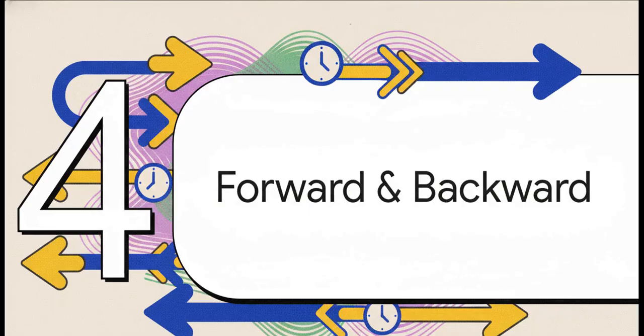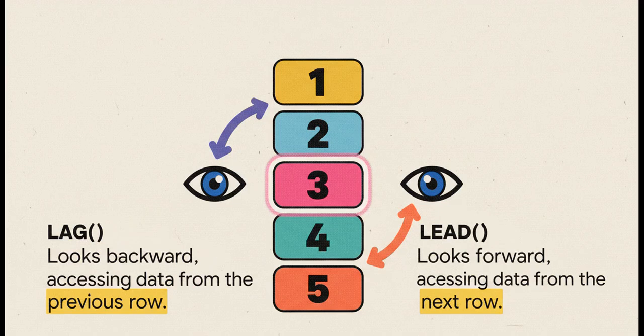But wait, there's more. Window functions aren't just for ranking. They can also do something that feels a bit like time travel. They can let you peek at the rows that came right before or right after the one you're looking at. And this time travel is done with 2 incredibly simple functions, LAG and LEAD. And they do exactly what they sound like. LAG lets you look backward, to lag behind and grab a value from the previous row. LEAD lets you look forward, to see the value from the very next row. It's a surprisingly simple idea, but it's so powerful.